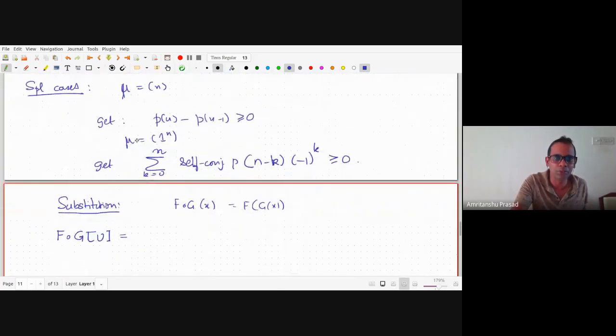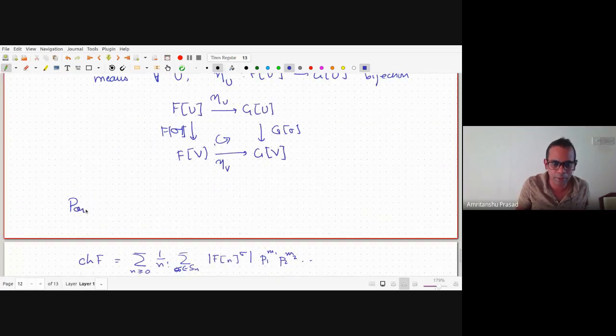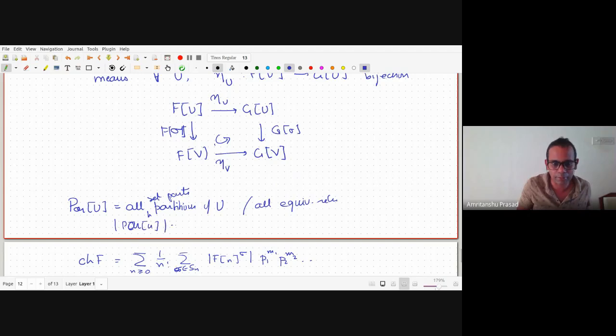So par of U is all equivalence relations on U, or all partitions of U into set partitions of U. Unordered, so the parts don't have any order. So these are all equivalence relations. And the cardinality of par of n is what is called the Bell number. So that's what I'm talking about when I say par.